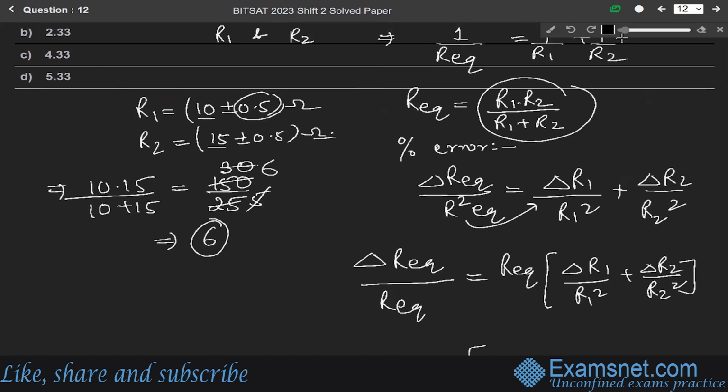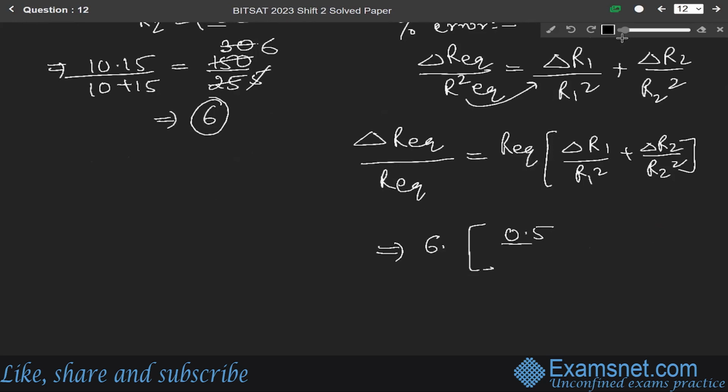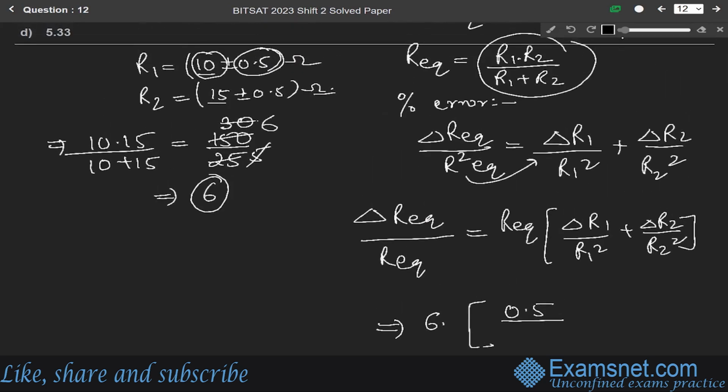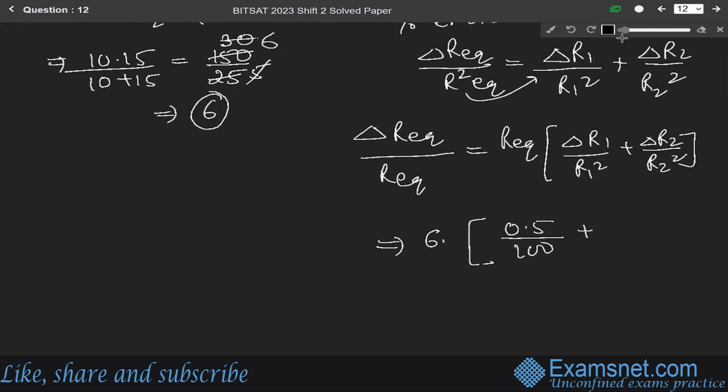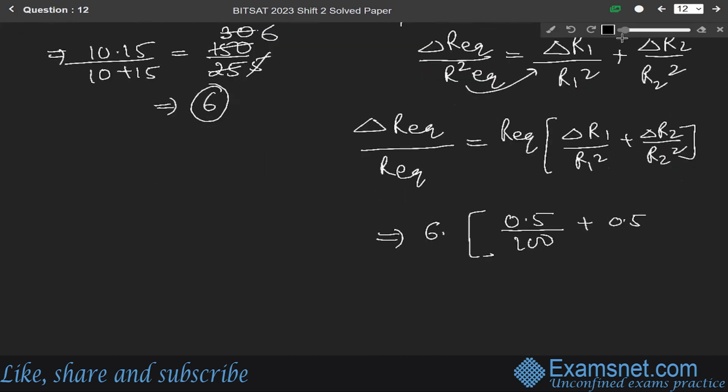Delta R1 is 0.5. So 0.5 over R1 square. R1 square is 10 square, which means 100, plus delta R2. Delta R2 is 0.5 over R2 square, R2 is 15, so 15 square means 225. Okay, right? Just 225. So solving it, we get 6 into this, 100 and 225.